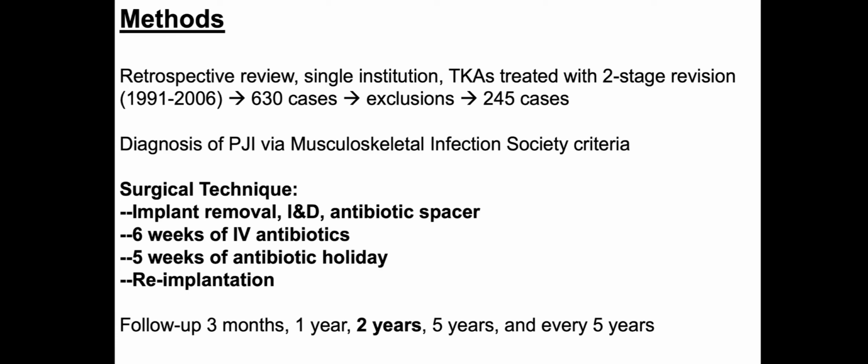I think it's important to talk a little bit about this two-stage revision and what that entails. Initially, the first stage essentially is where the implant is removed or resected, followed by a very thorough debridement and irrigation, and then placement of an antibiotic spacer. That's your stage one. After stage one, you go on to have on average 4 to 6 weeks of IV antibiotics, typically directed by our infectious disease colleagues.